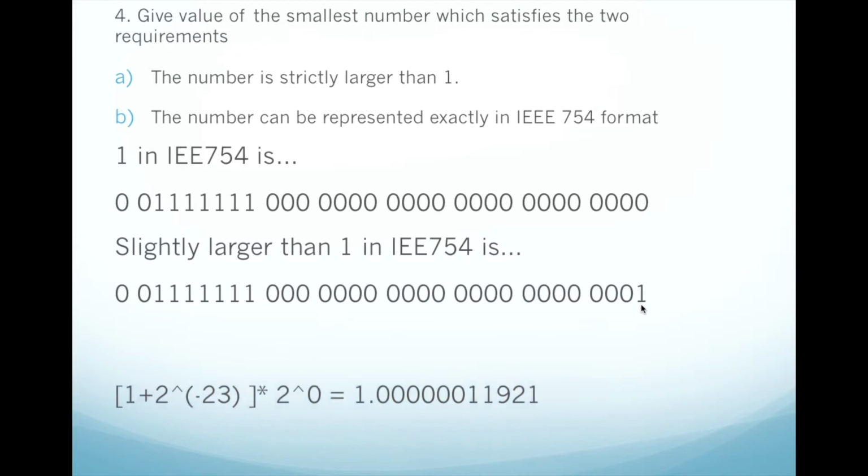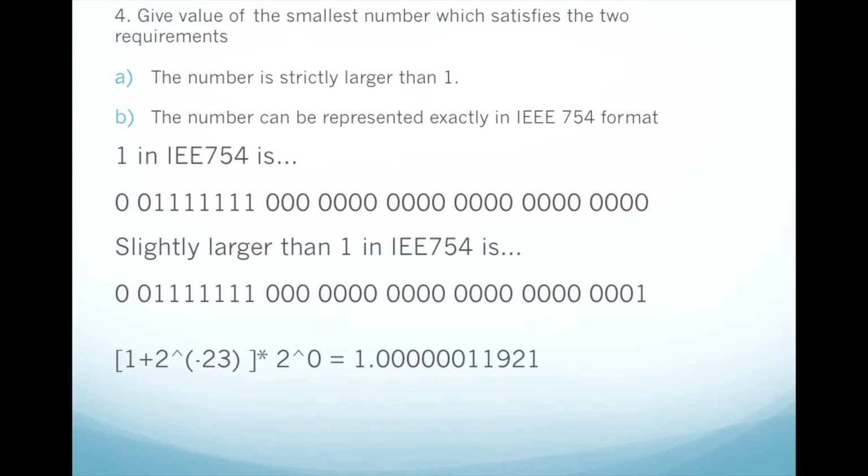So the way we calculate this is we're going to do 1 plus 2 to the negative 23, because that's what this is right here, times 2 to the 0, because this exponent is 127. So 127 minus 127 is 0, so that's our exponent, and this is the answer you're going to get. A really small number plus 1.